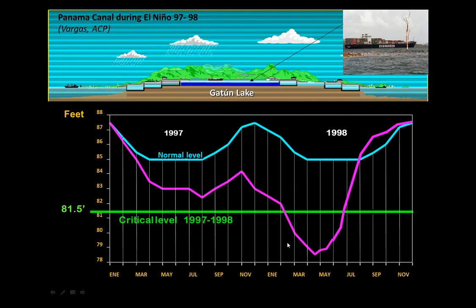But you see that during this period, they have 1 to 3, almost 4 months in which the water was below the critical level. So you cannot move the ships from one side to the other one. So you are losing millions of dollars during 3 months of not moving ships.